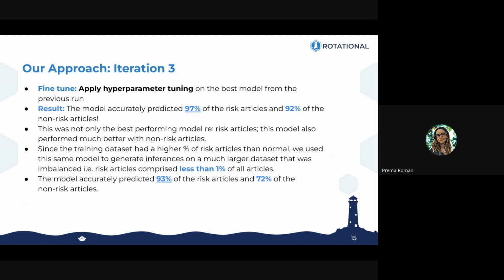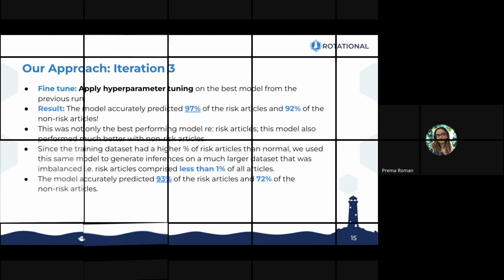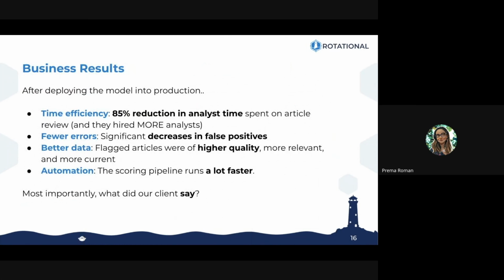And even there, we found that the model accurately predicted 93% of the risk articles and 72% of the non-risk articles. And so with that, the client was pretty pleased with these results, and we decided to deploy this model into production. And so what was the ultimate outcome once this model was deployed into production?